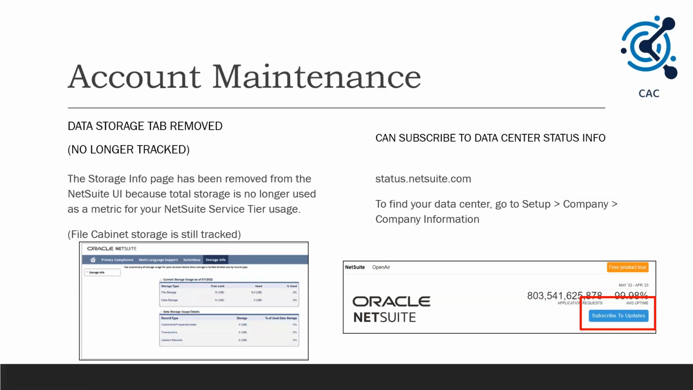The next thing is that you can subscribe to the data center status info. You can go to status.netsuite.com and you can subscribe to updates that are data center specific. So when you do this, you click that subscribe to updates button, and then you can choose all of the different data centers that you want to get notifications on, or you can just choose your own data center. If you want to find your own data center, and this is relatively new as well, you go to setup, company, and then company information. And there's a little blurb on there that tells you what data center your NetSuite account is being stored on.